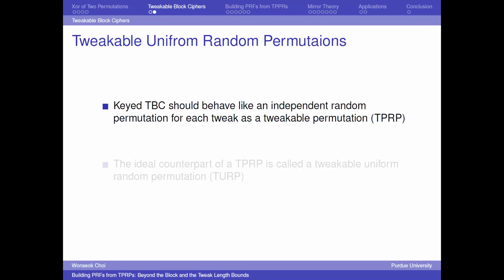We assume this tweakable block cipher as a tweakable uniform random permutation. If we use tweakable block cipher as a primitive, and we want to build a bigger construction using it, then we want to idealize this tweakable block cipher. So tweakable block cipher behaves like an independent random permutation for each tweak. So we call it a tweakable permutation. And this ideal counterpart of TPRP is called a tweakable uniform random permutation, or TURP. So actually, we assume TURP in the real world and use this TURP to build a bigger construction. But conventionally, I don't know why, in many cases we just say TPRP instead of TURP. So here, I will just say TPRP in this slide.